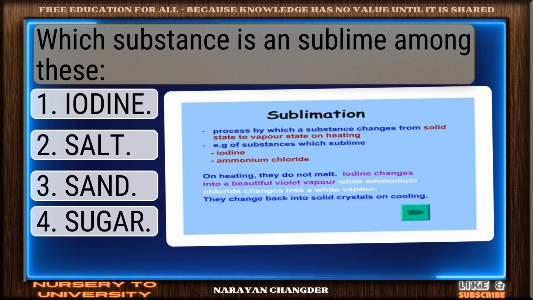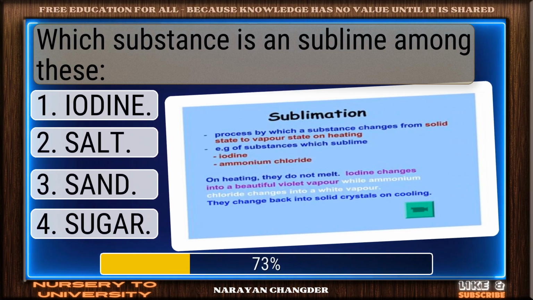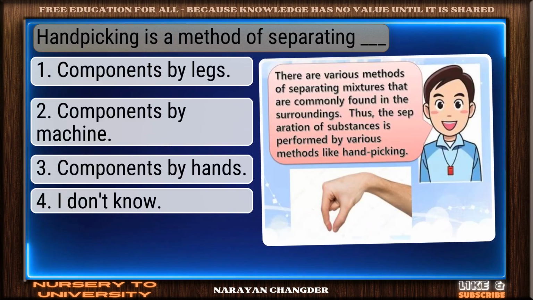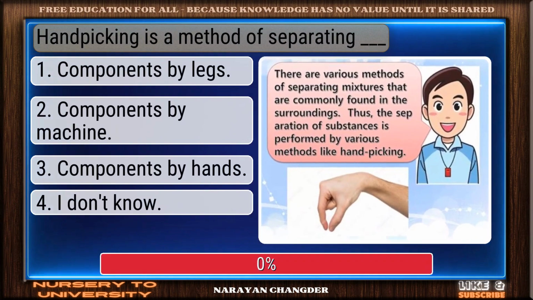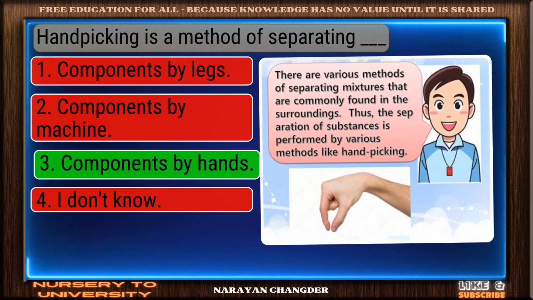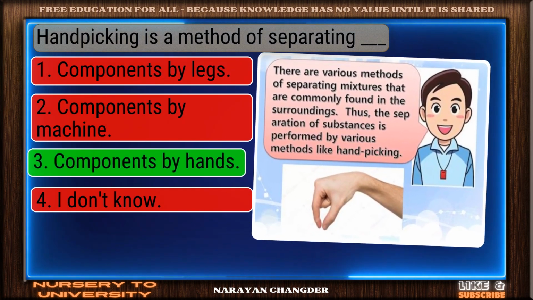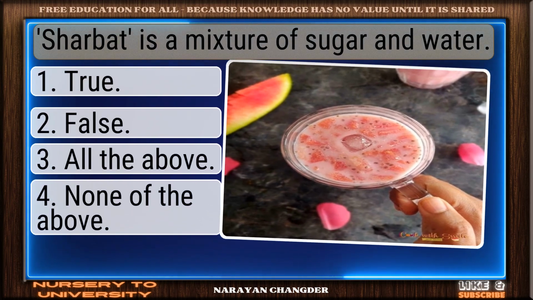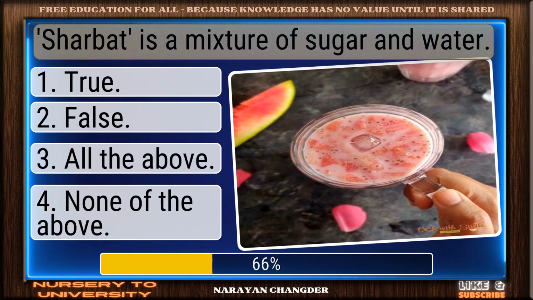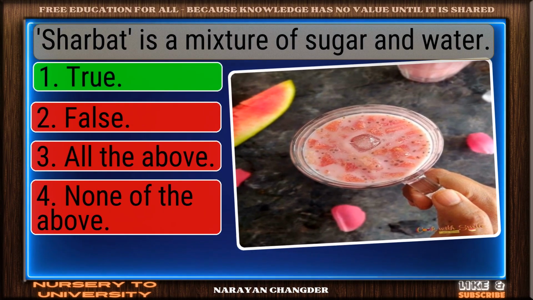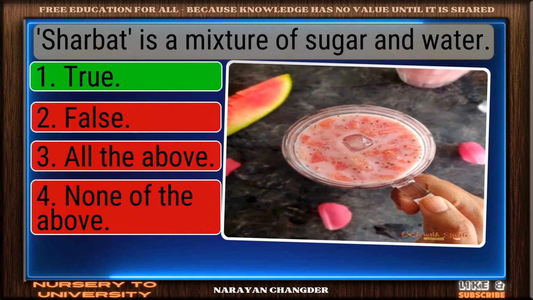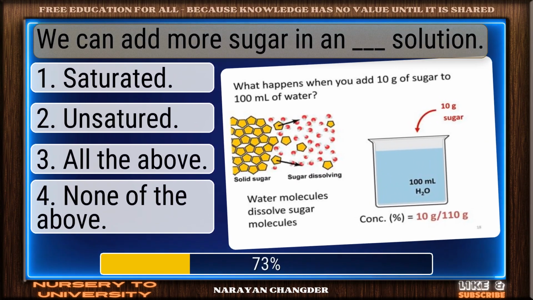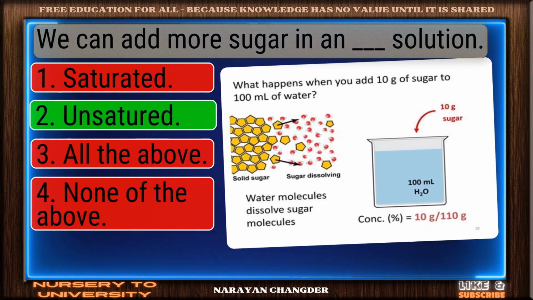Which substance is in sublime among these? Nice selection. Iodine is the correct and valid answer. Handpicking is a method of separating dash. You got it. Your choice, components by hands, is right. Sharbat is a mixture of sugar and water. Nice work. You chose true, and it is correct. We can add more sugar in a dash solution. Solid response. Unsaturated is a valid choice.